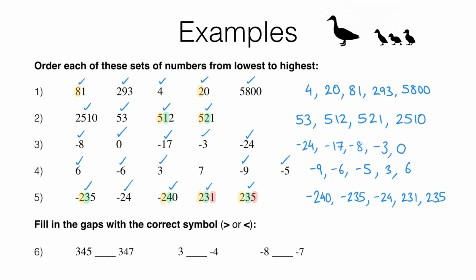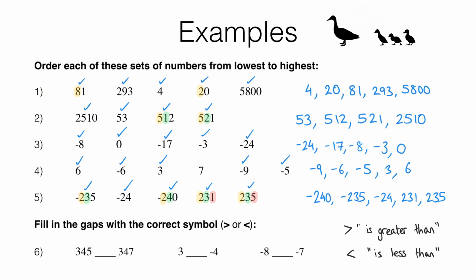Finally, in question 6, we need to fill in these blanks using either this symbol or this symbol. Now we need to know what they mean. This symbol is the greater than symbol. So whenever you see that, you can simply read it as is greater than. And when you see this symbol pointing the other way, you can read it out loud as is less than. So let's look at this one here. 345, is that greater than or less than 347?